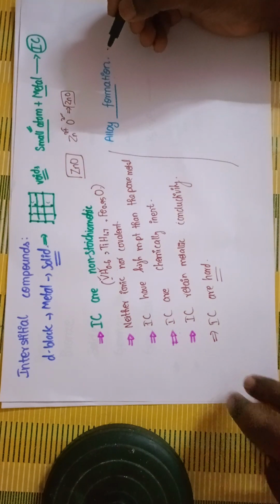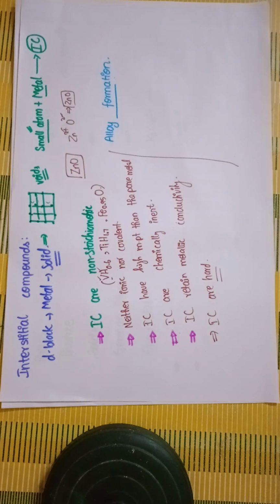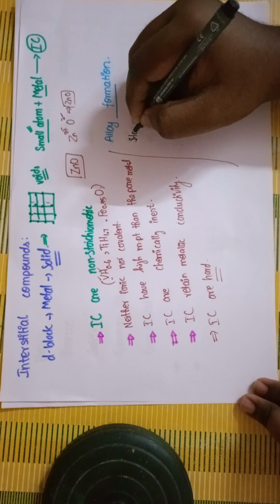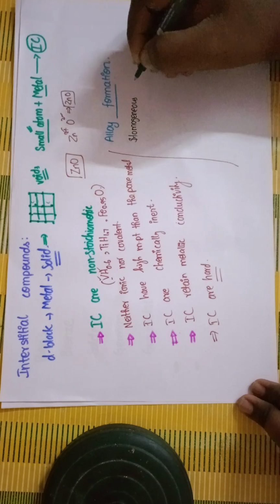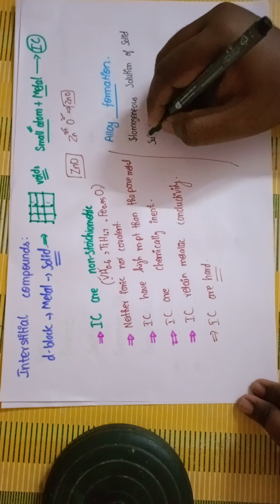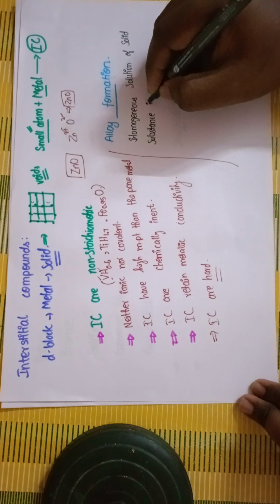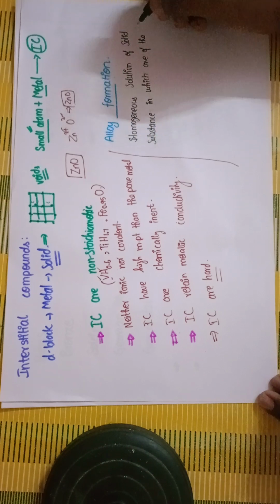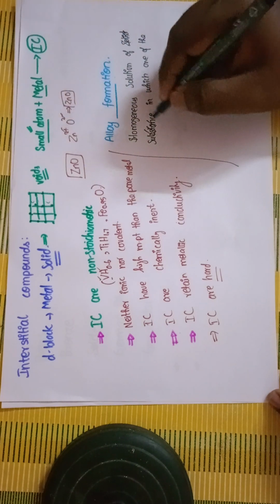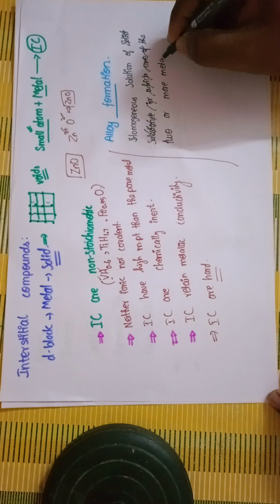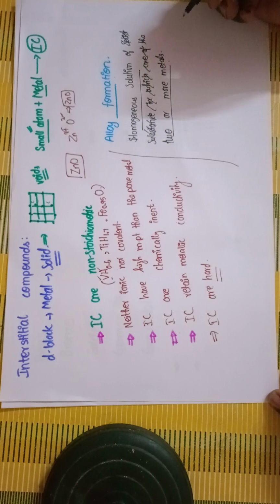Next, alloy formation. One more important thing which we should discuss in the d-block. Write the definition like this: a homogeneous solution of two or more metals, or of solid substances in which one of the components is a metal, forms alloys.